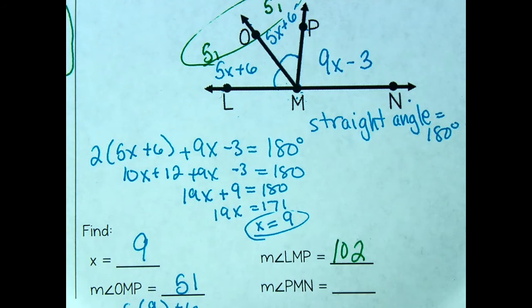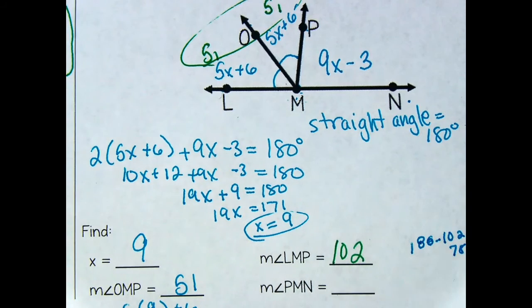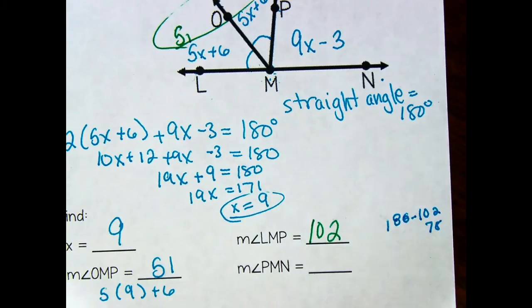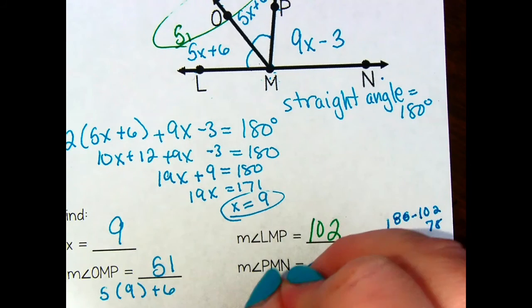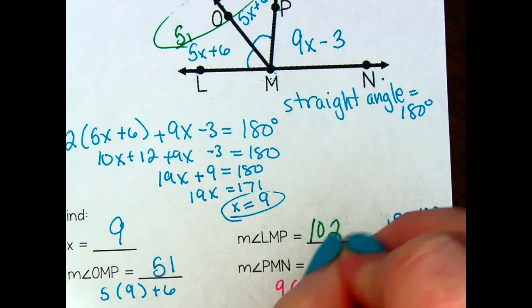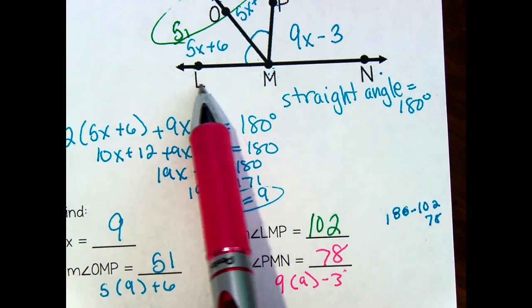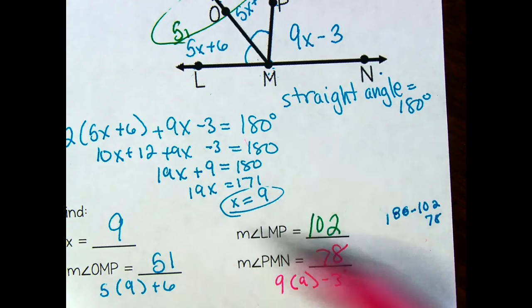And the measure of angle PMN, again, I can take 180 minus 102 and get 78, but I always like to be sure and substitute. So 9 times 9 minus 3, that's 81 minus 3, that's 78. So before I am done, I can find my answer and check it using common sense, because a straight angle has 180 degrees, and I know that my answer is correct.